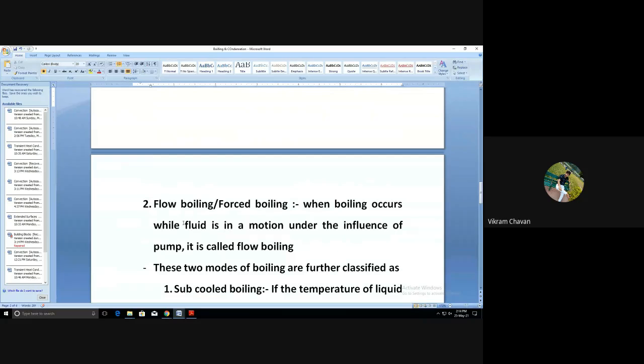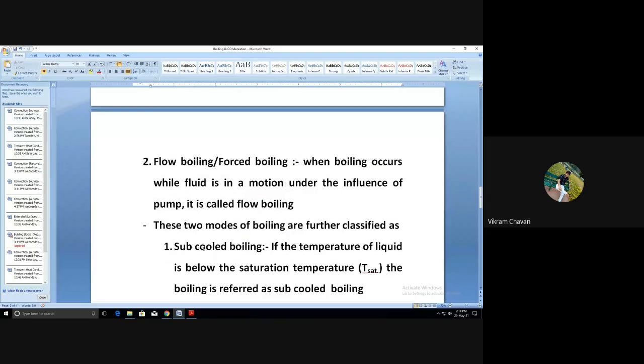Once again, these two classifications are further classified as subcooled boiling and saturated boiling. First, we have discussed two classifications. One is pool boiling, where there is no motion in the fluid, and if the fluid is moving, that movement is because of natural convection only. And flow boiling means we are using an external pump to flow the fluid, and during that flowing, the boiling of the liquid happens. That particular boiling is called flow boiling or forced boiling.